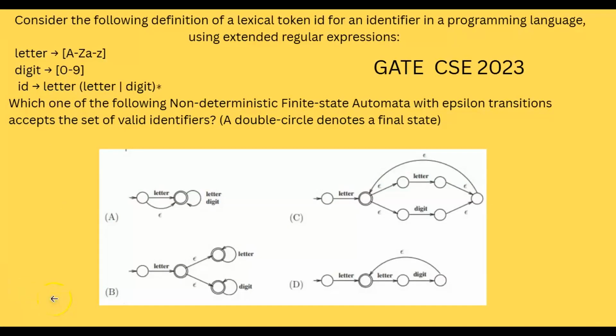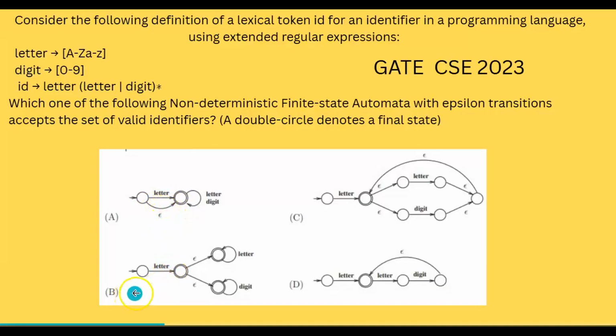Let us see the options one by one. The option A, this epsilon transition means empty string. So this empty string is not acceptable in ID because ID should have at least one letter as the starting character. But as per this NFA, directly it can reach the final state through epsilon. So this is a wrong answer.